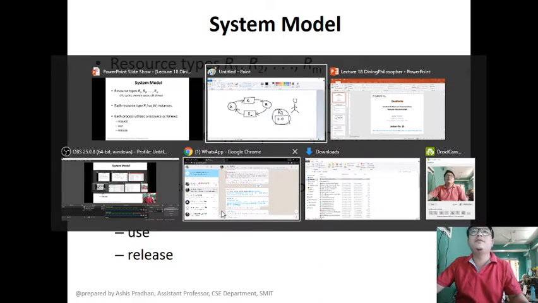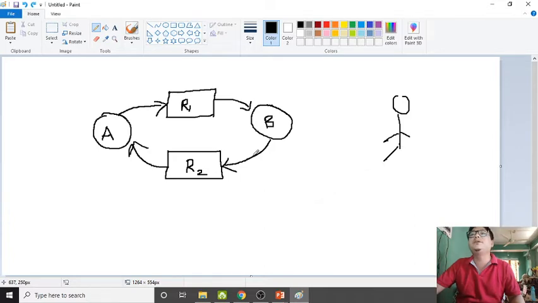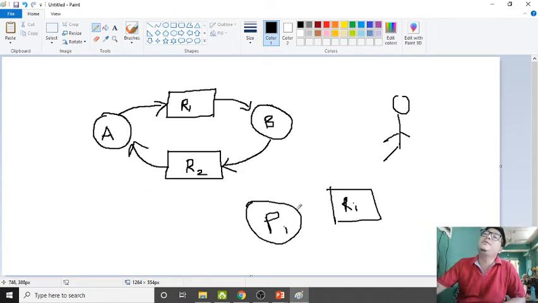For example, suppose there is a resource Ri, and there is a process Pi. I'm not worried about your sets. Now somewhere in between the execution of the instructions by process Pi, it may require this resource Ri. So what will it do? It will make a request.